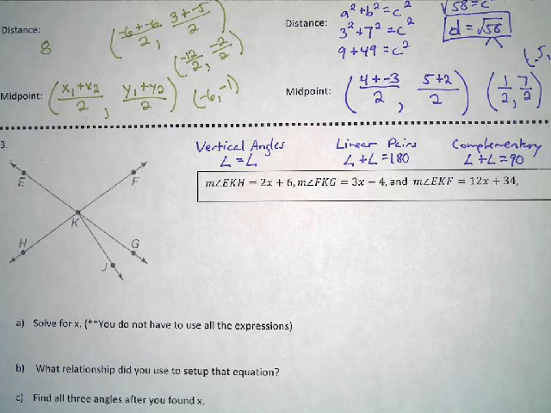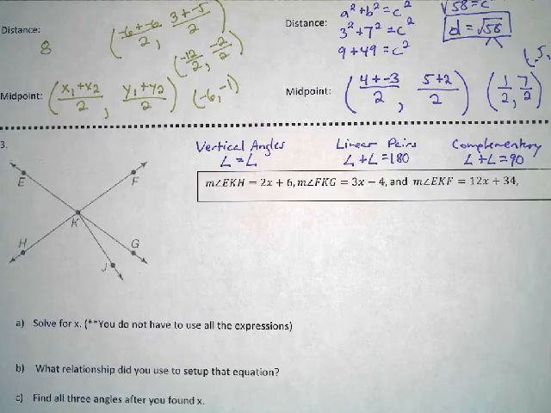Okay, vertical angles are those bow tie angles that are right across the way from each other. Linear pairs are two angles that butt against each other and make a straight line. And complementary angles are two angles that make 90 degrees. So let's go ahead and figure out what they give us.